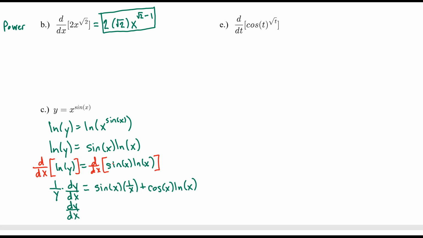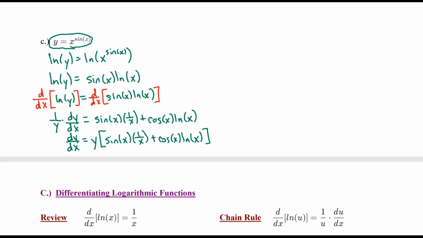Nothing to simplify here, so I'm just going to copy everything down. And remember, we have one more step to make our derivative explicit. We're going to replace y with its expression in terms of x. So we're going to replace y with x to the sine x. Just going to borrow some space down here. dy over dx equals x to the power sine of x times sine of x times 1 over x plus cosine of x natural log of x. And that's it.